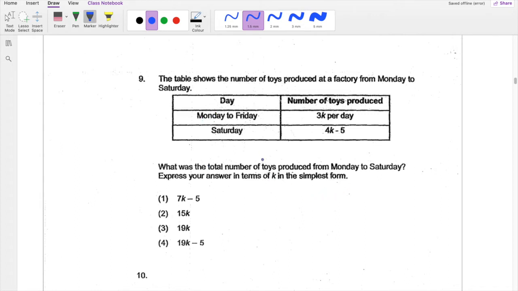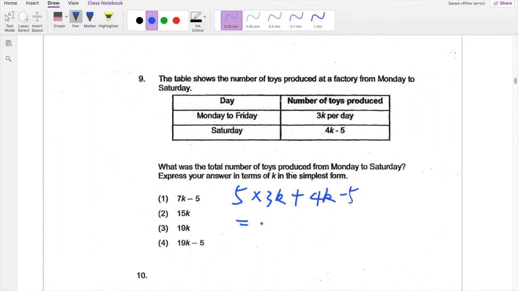From Monday to Friday, there are 5 days, right? Each day has 3K, and Saturday has 4K minus 5. So in total, 15K plus 4K minus 5. So this is 19K minus 5. That's the answer, very straightforward.